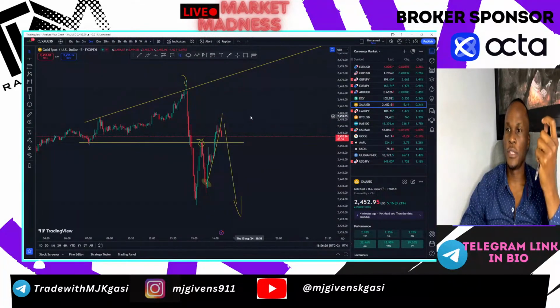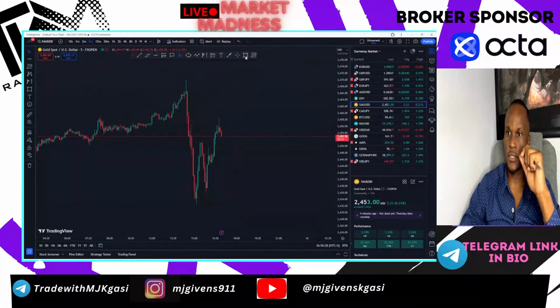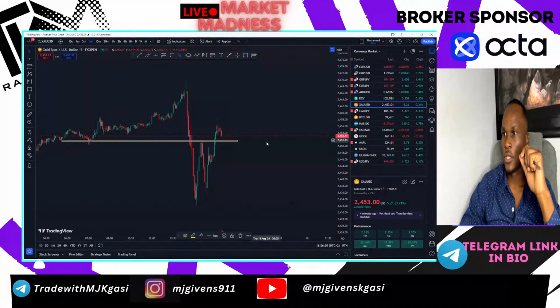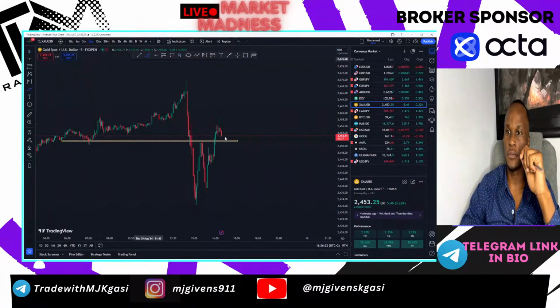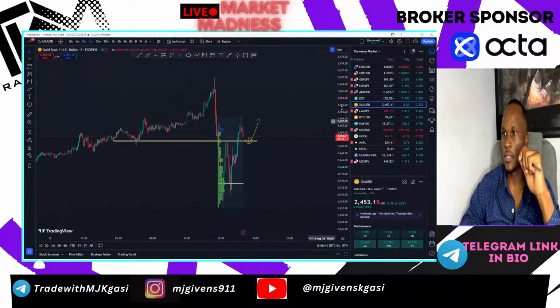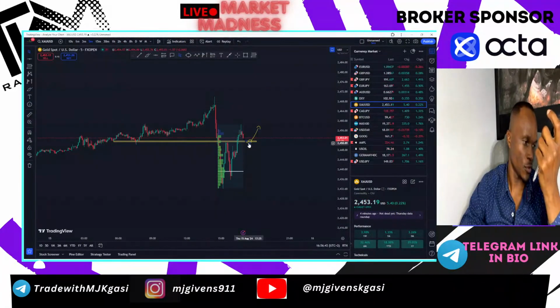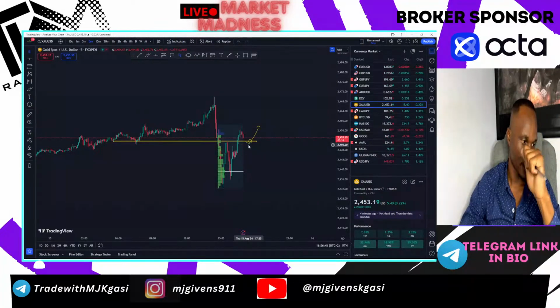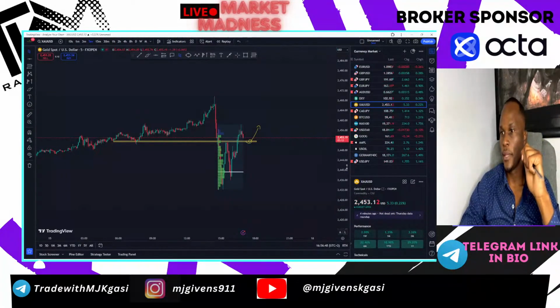All right, how can we take advantage of this gold? Have a look at this, 2,451. What do you think of this? To the upside, look at the fixed range, point of control below here. That gives us a good vibe to be looking at this. As long as we are above our point of control, that won't be bad.